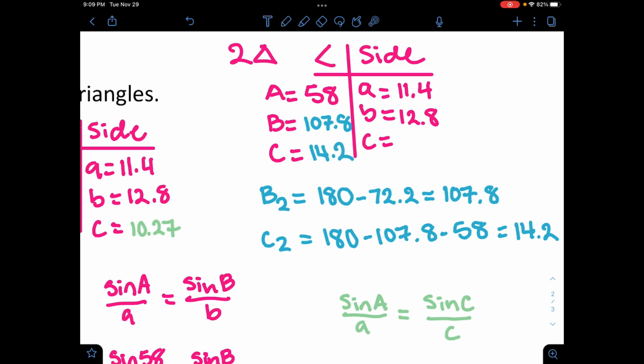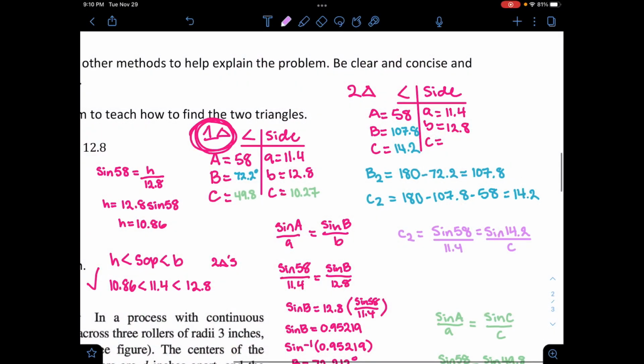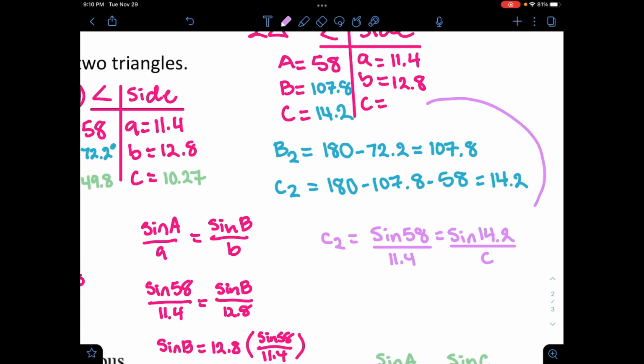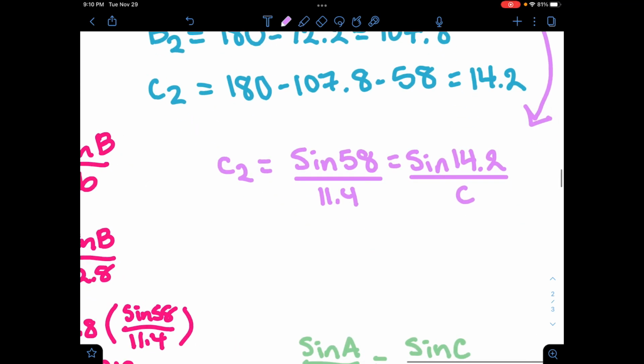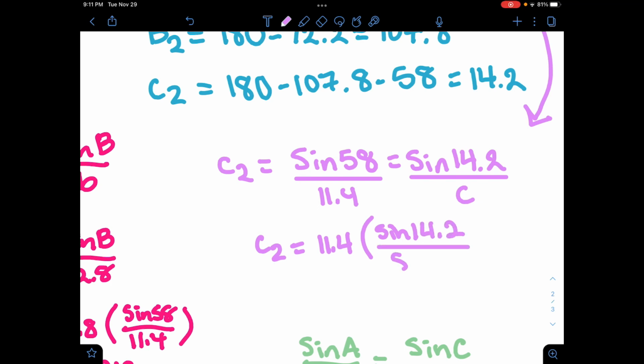So once again, now that we know all of these angles, now we can solve for C. So I'm just going to write how we found that down here. We're going to do multiplying 11.4 by both sides once again. So it's going to equal 11.4 times sine 14.2 over sine 58, which will equal 3.3.